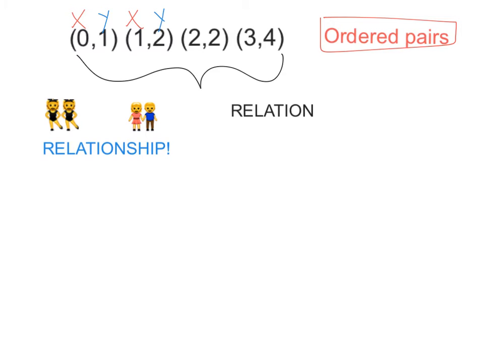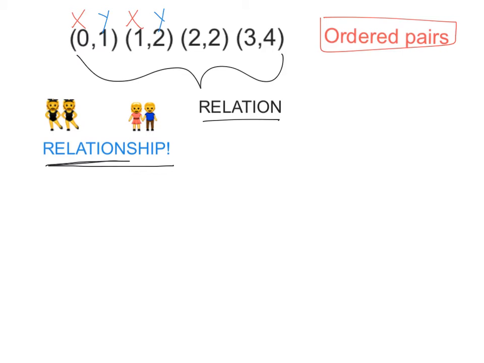And it's not super far off from the word relationship, right? We have relation and relation. So you can write a group of ordered pairs as a relation, or you can call a group of ordered pairs a relation because a pair has some kind of relationship.